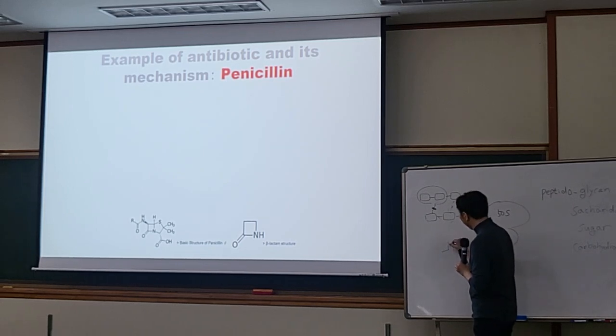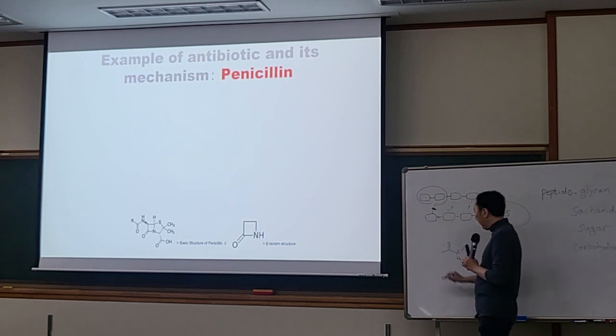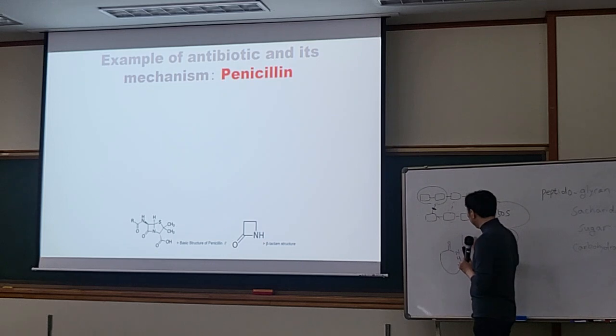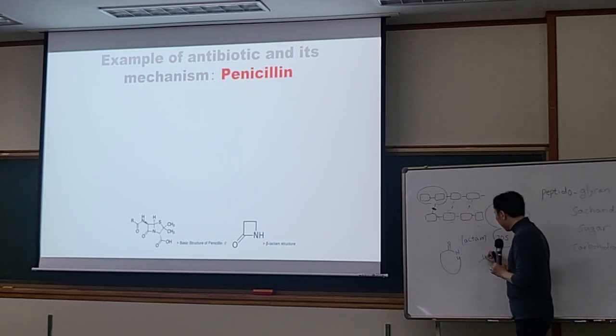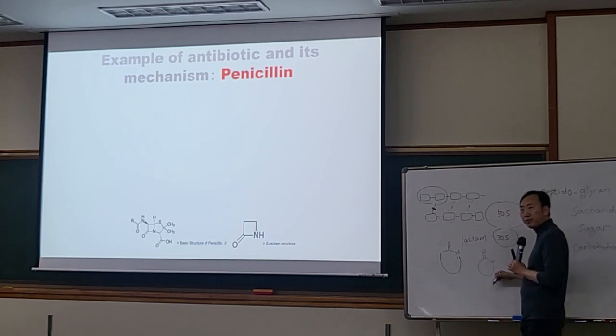This is an amide. If this amide is a cyclic structure, we call it a lactam. If this is an ester in a cyclic structure, does anybody know the name? A cyclic amide is a lactam. A cyclic ester is called a lactone.